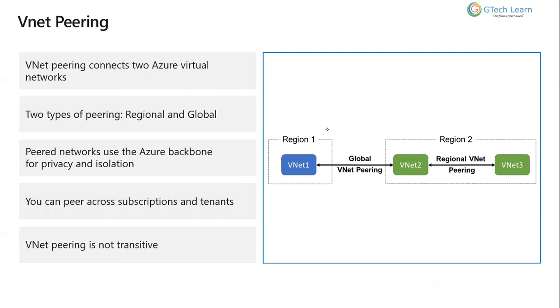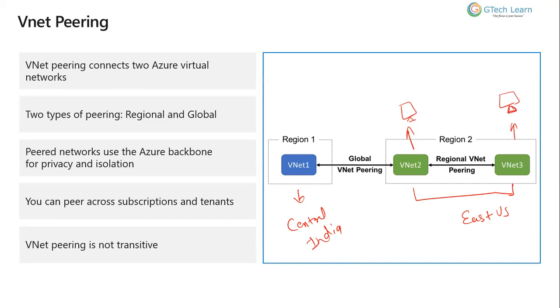It means that, as you can see in the picture, we have three different virtual networks: VNet 1, VNet 2, and VNet 3. For example, let's assume VNet 2 and VNet 3 are present in the East US region, and VNet 1 is present in the Central India region. Inside VNet 2, I have one virtual machine, and inside VNet 3, I have one virtual machine. Without creating a peering between VNet 2 and VNet 3 in the East US, we cannot create communication between VM2 and VM3.